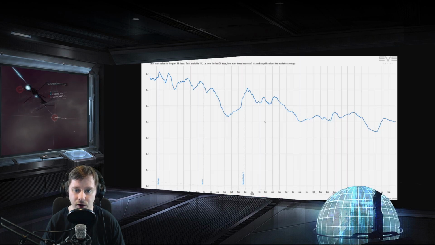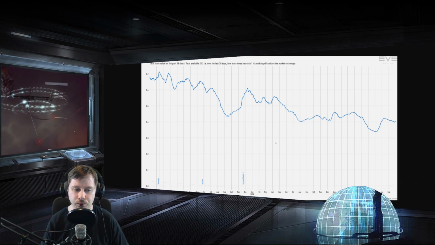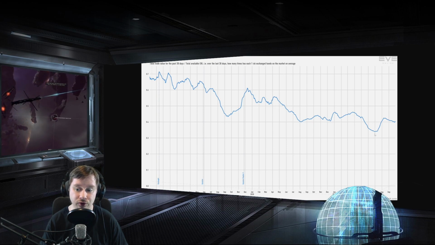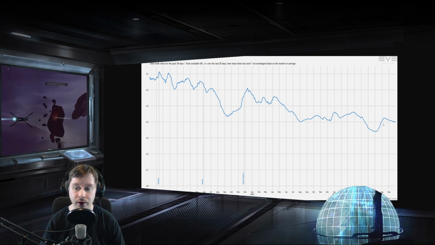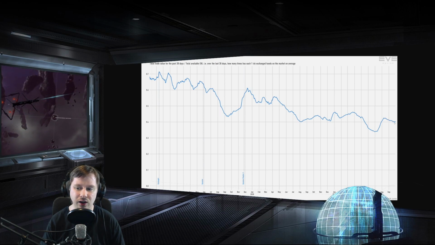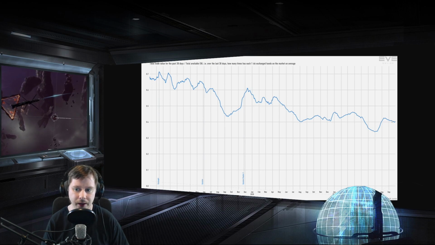Velocity of ISK: how often does ISK exchange hands over the course of a month? That is still pretty low, although we had a recovery. So you can see the massive recovery here when CCP changed the taxes again, brought us above 0.4. But we're staying just above that. I would say this is another thing.